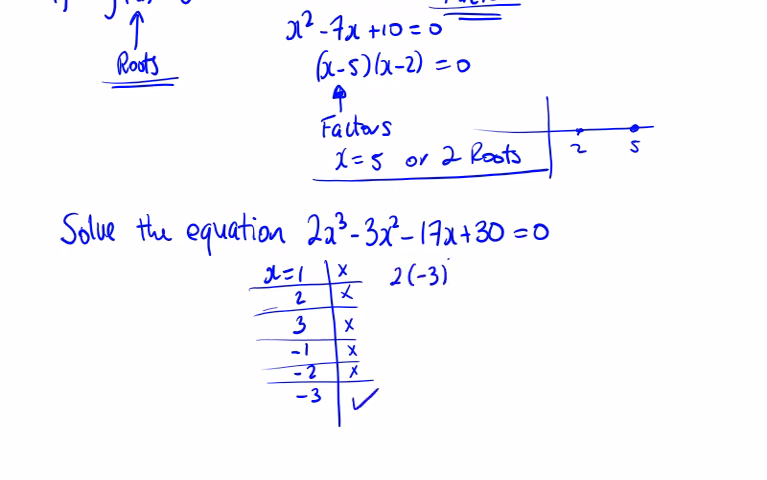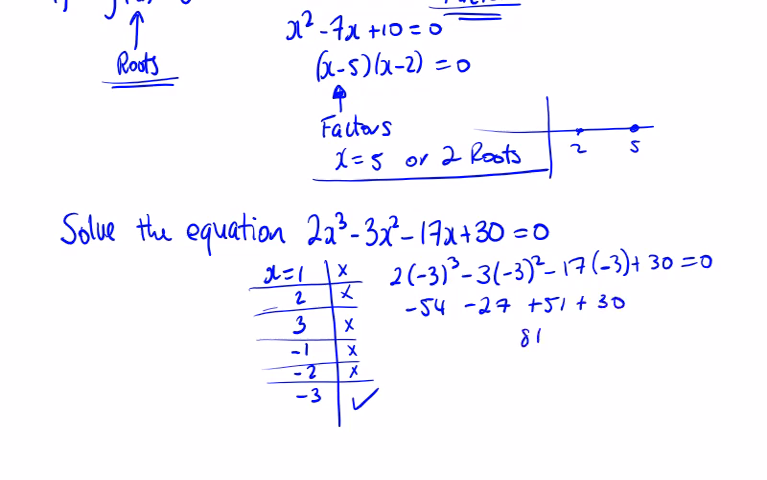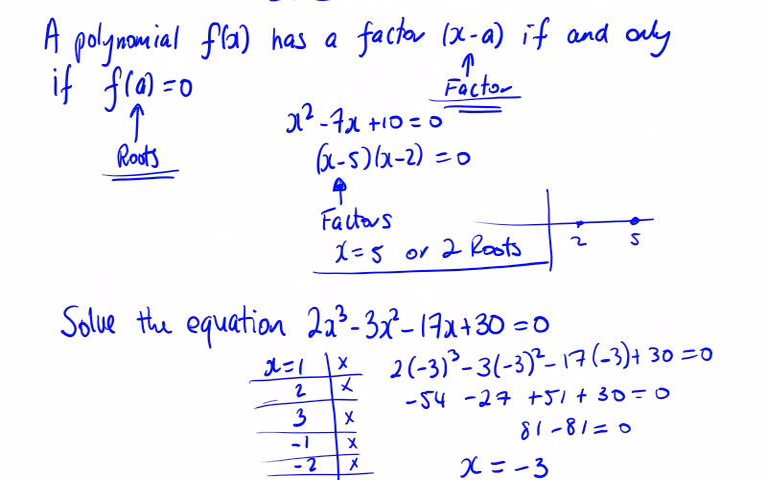2 by minus 3 cubed, minus 3 by minus 3 squared, minus 17 by minus 3, plus 30 equals 0. 2 by minus 27, minus 3 by plus 9, plus 51, plus 30. You can see 81 minus 81 is equal to 0. So x equals minus 3. So this is this part here. f of minus 3 is equal to 0.